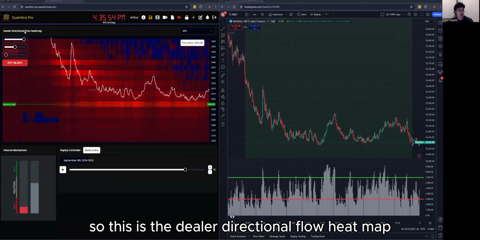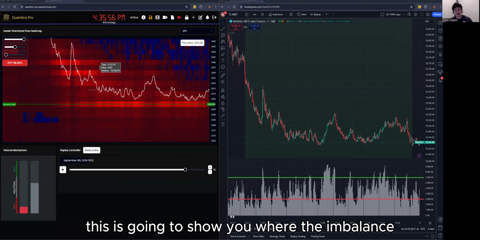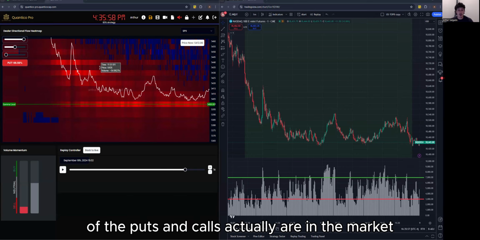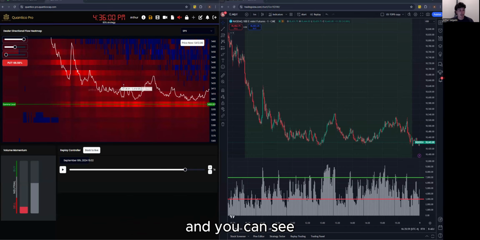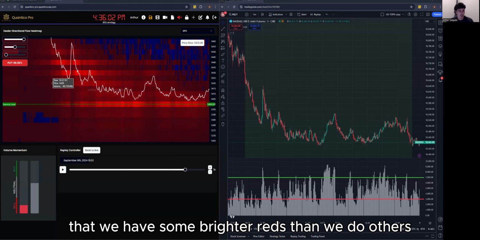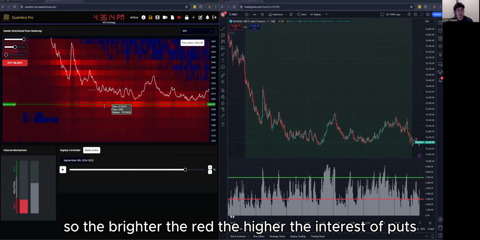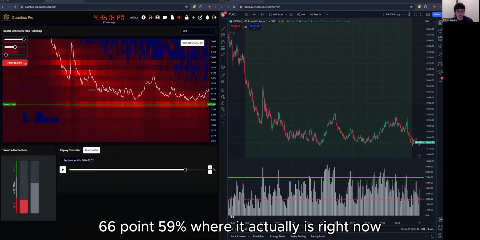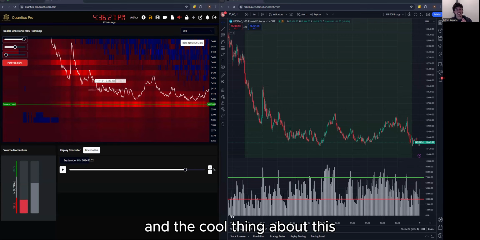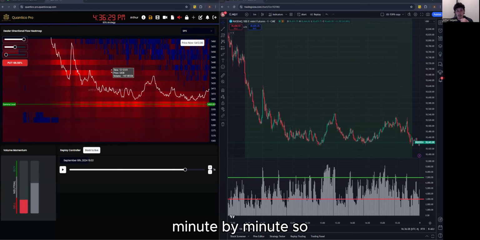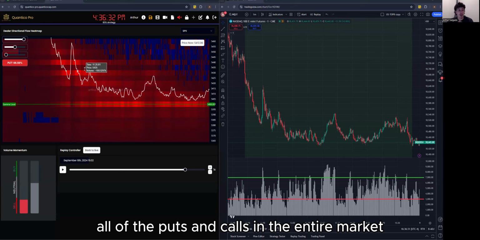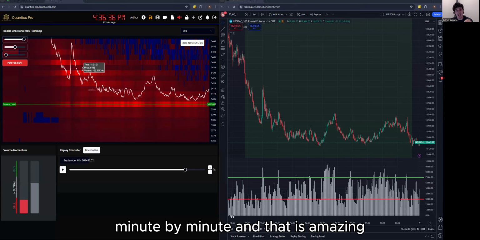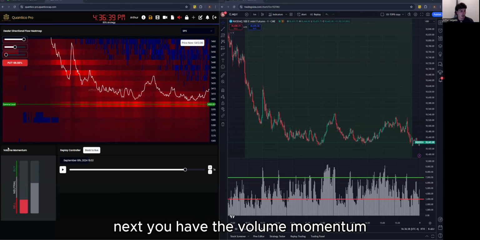So this is the dealer directional flow heat map. This is going to show you where the imbalance of the puts and calls actually are in the market. And you can see that we have some brighter reds than we do others. So the brighter the red, the higher the interest of puts. And you can see right here, 66.59% where it actually is right now. And the cool thing about this is that it actually calculates this minute by minute. So you're getting the imbalance of all of the puts and calls in the entire market minute by minute. And that is amazing.